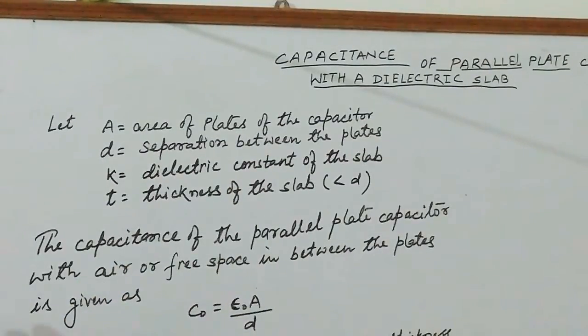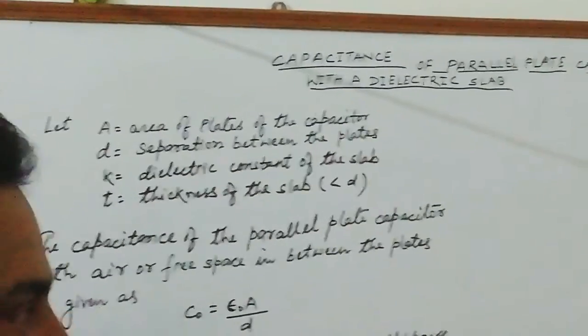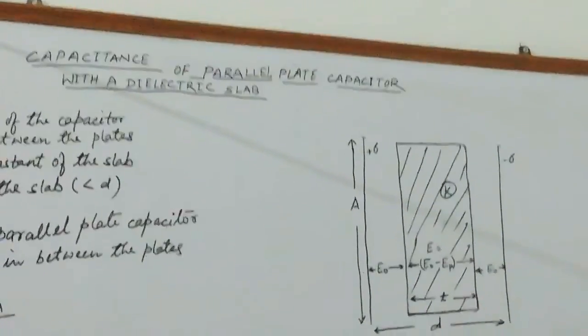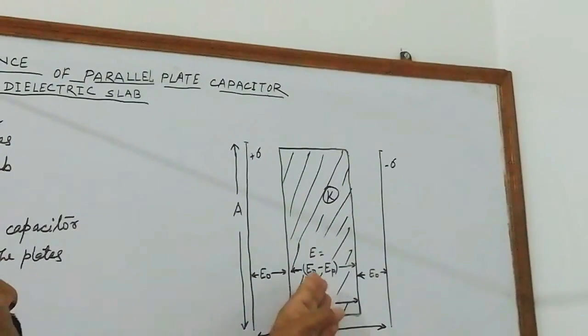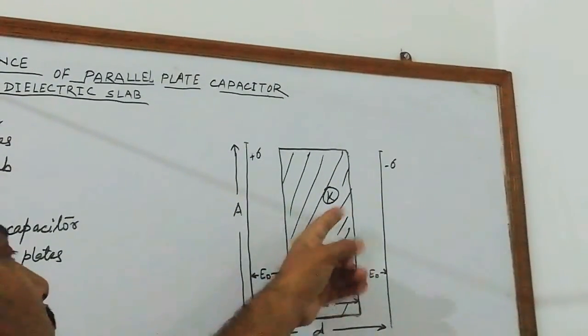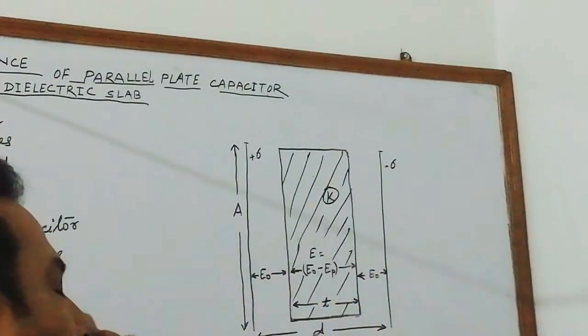We know that the capacitance of a parallel plate capacitor, when air or free space is there in between the plates, is given by C naught, and that is equal to epsilon naught A by d. Now when we insert the dielectric slab of thickness t, here we have introduced the dielectric slab whose dielectric constant is K and its thickness is t. Now what will happen?